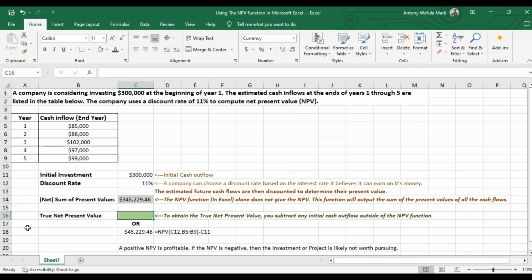To get the true net present value, you have to subtract the initial cash outflow outside of the NPV function. So you hit the equal sign, take this NPV, then minus the initial investment, hit enter. So this is the true net present value.